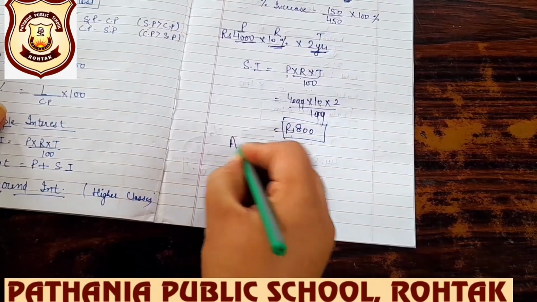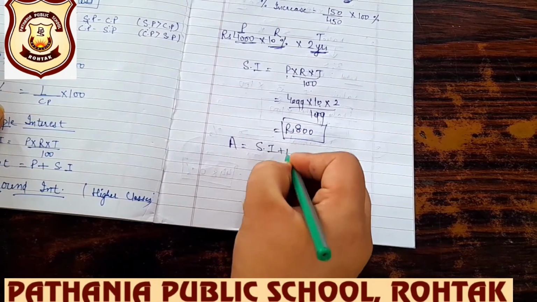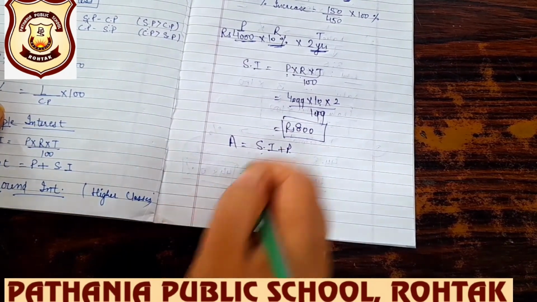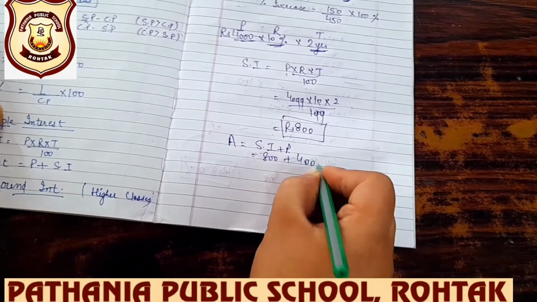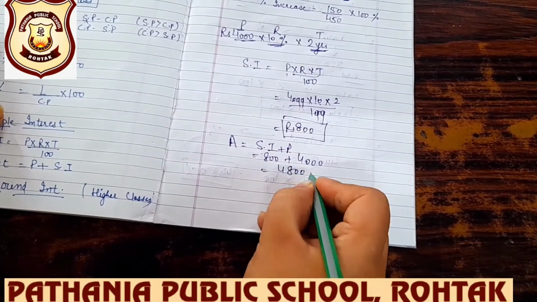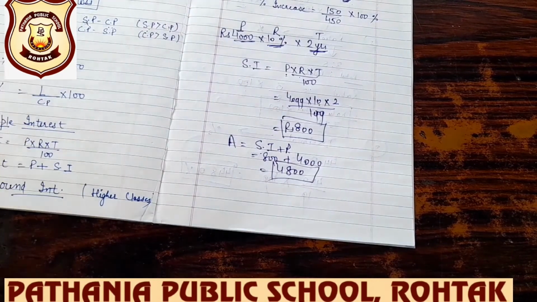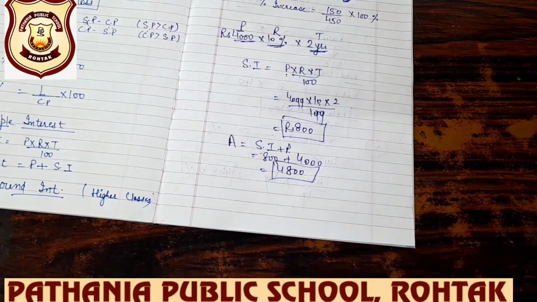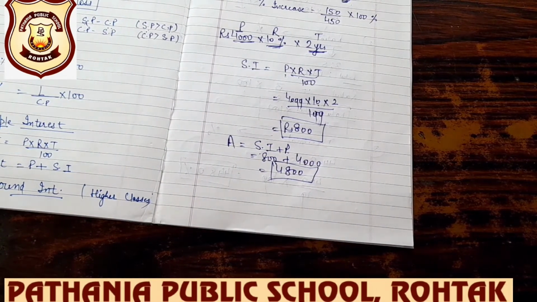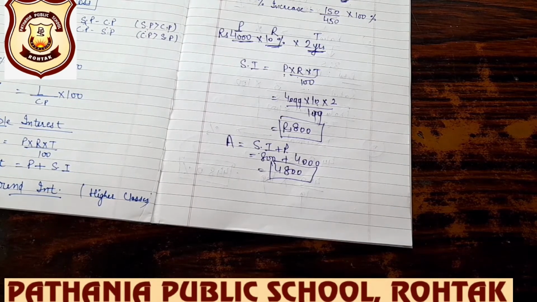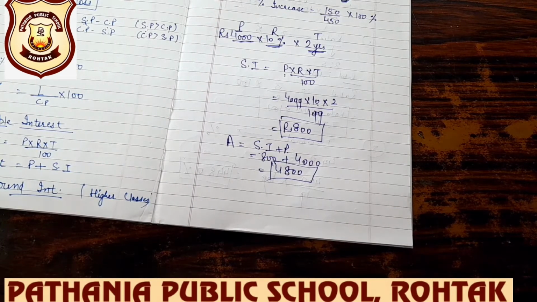And how to find out amount? The formula to find amount is SI plus principal. Sorry, SI plus principal, not profit. So 800 plus 4,000 will be equal to 4,800. This is how you calculate simple interest. Now how to find compound interest? Beta, for compound interest there is a different formula and generally nowadays we are using compound interest only. Okay, in banks, everywhere we are using compound interest.